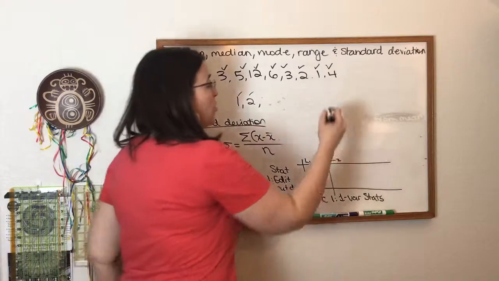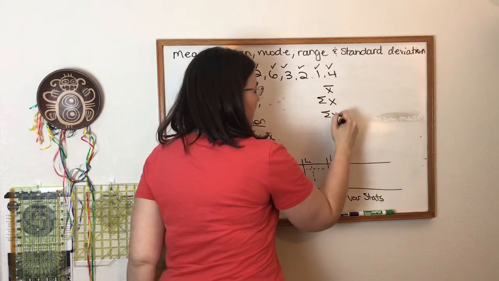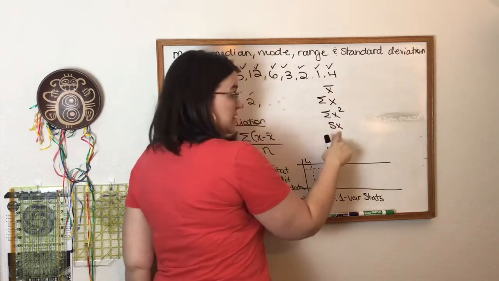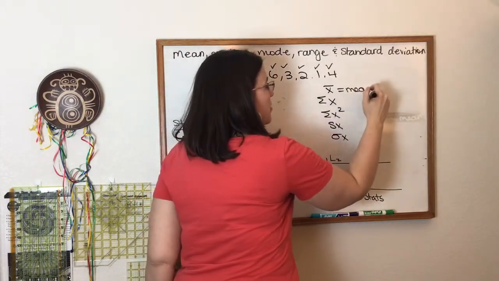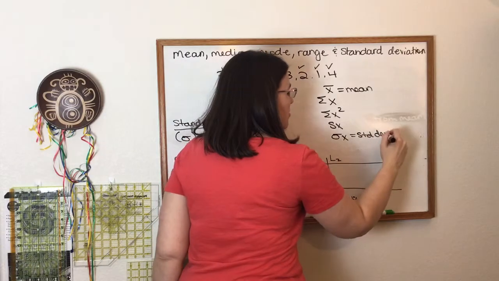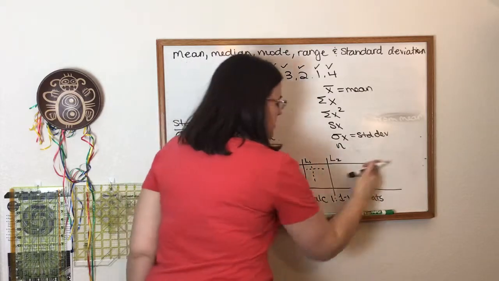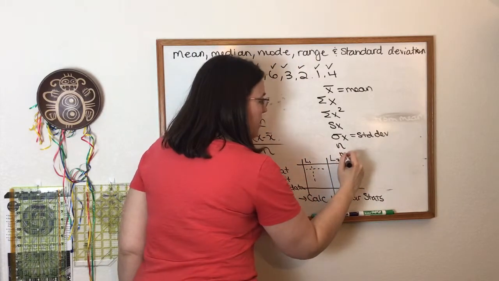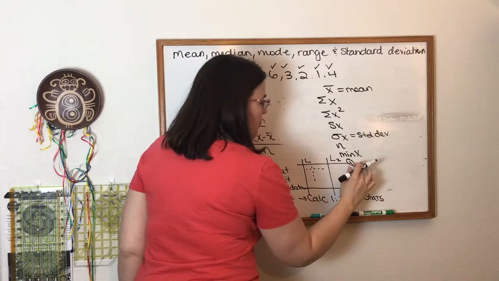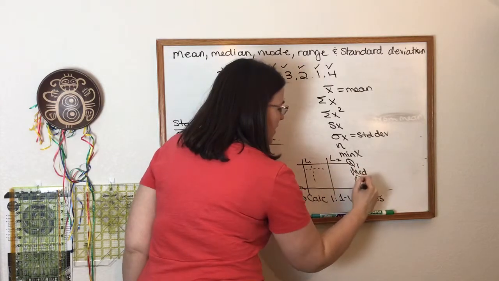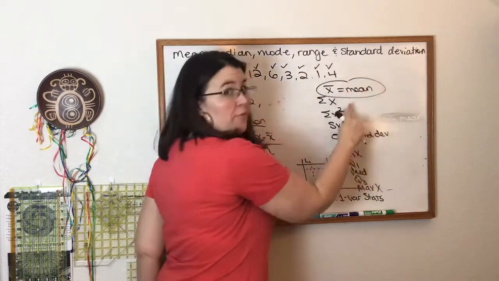Once you do that, you get a whole list of things. You get an x bar, I think you get the sum of x, and I think they give you the sum of x squared. They give you Sx, which is sample standard deviation, and they give you the population standard deviation. So this is your mean, and this is your standard deviation. They give you how many values you have in your list, your minimum, your Q1, then your median, then your Q3, and then your max.